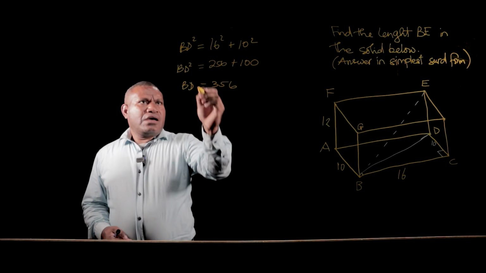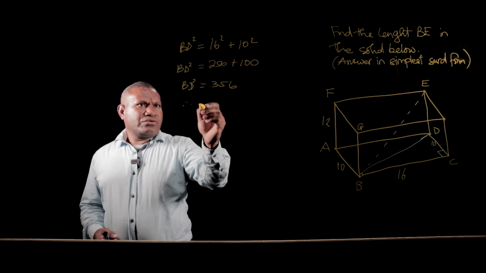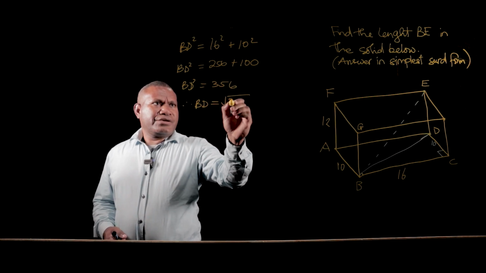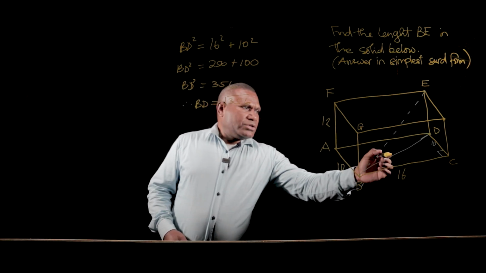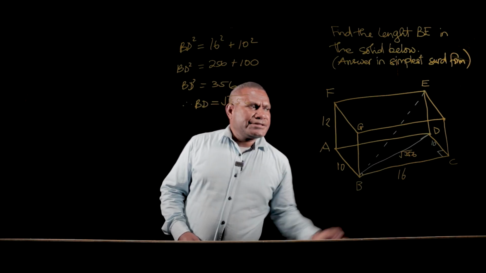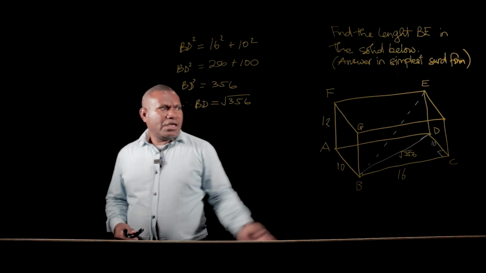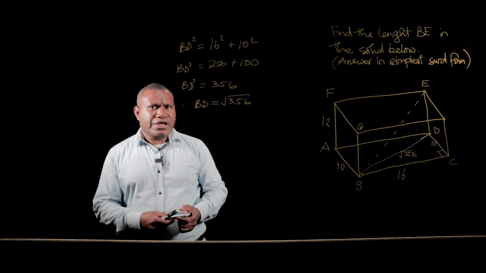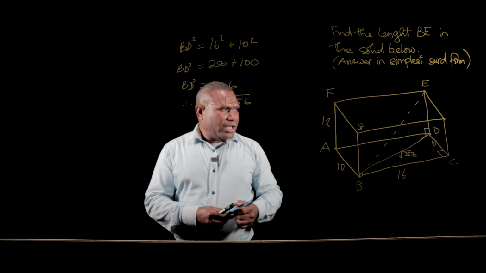356. Right, this is BD squared, and therefore, if you take the square root on both sides, BD will be equal to the square root of 356, which is this length here. So we say this length here is the square root of 356 units. Now, as you can see, when we constructed this line here, we have also formed another triangle, which is also a right triangle.